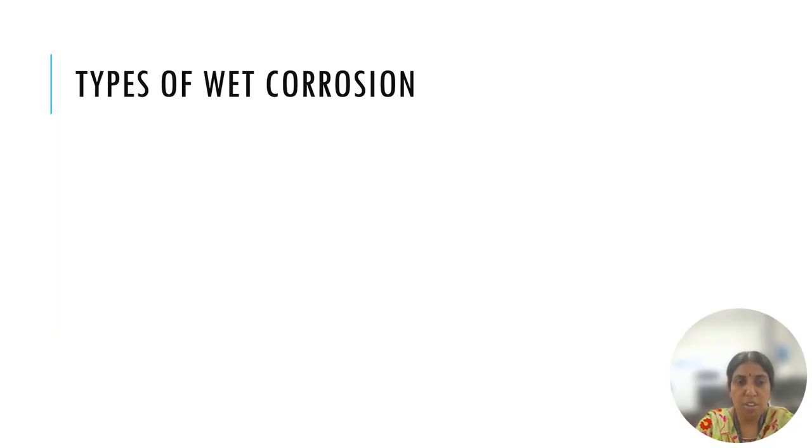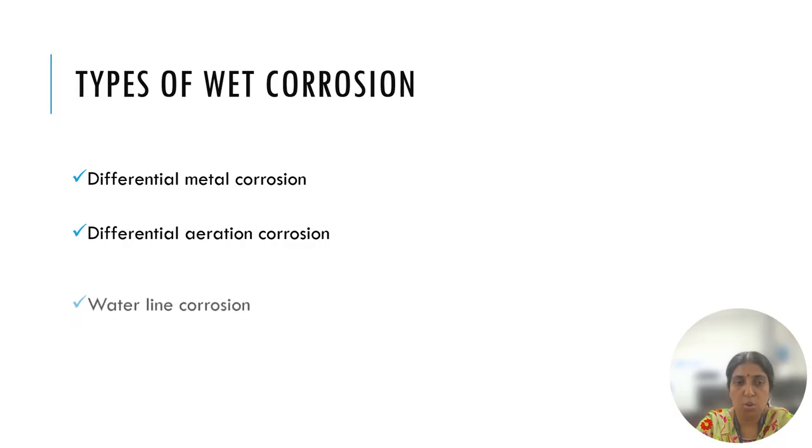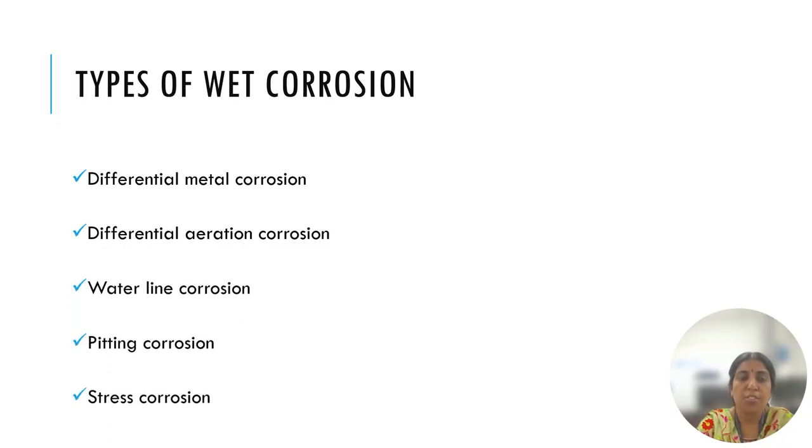Types of wet corrosion. The different types of wet corrosion which we are going to discuss in this presentation are differential metal corrosion, differential aeration corrosion, waterline corrosion, pitting corrosion, and stress corrosion. These are all the different types of corrosion which come under the phenomenon of wet corrosion.